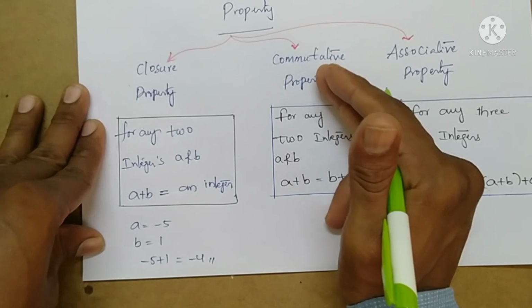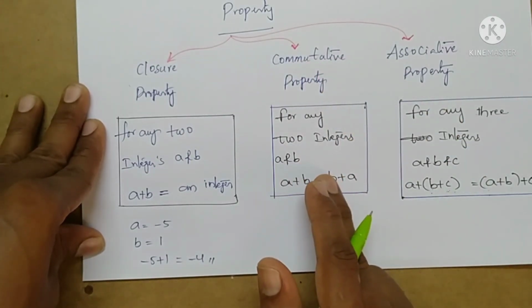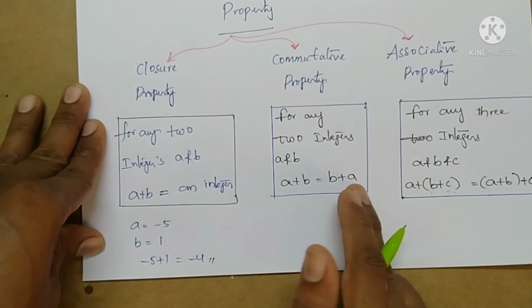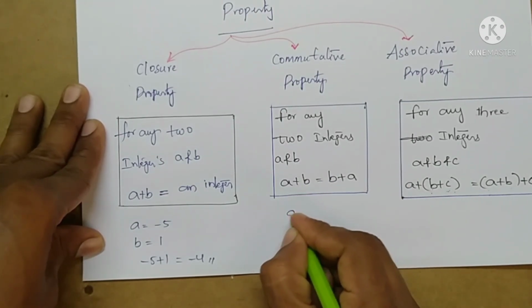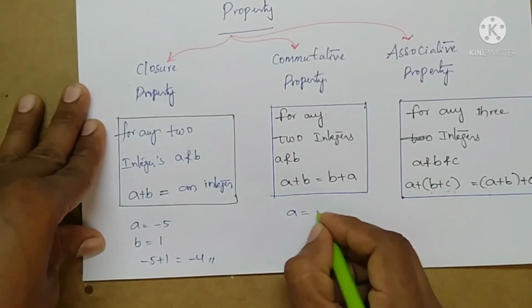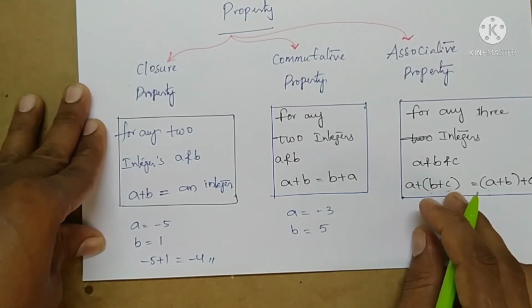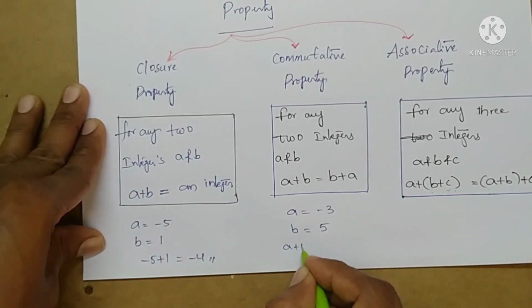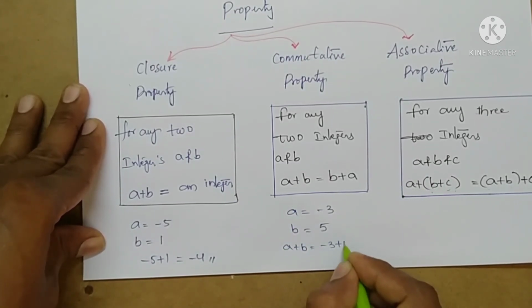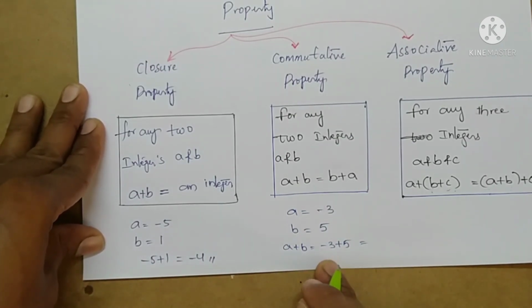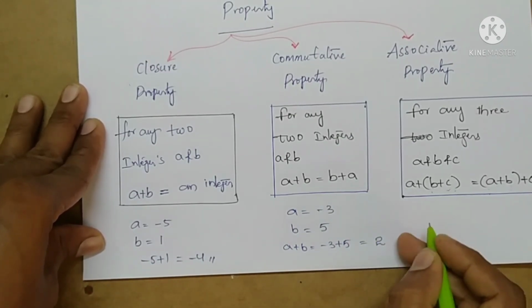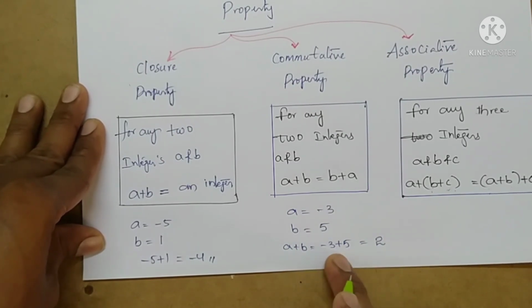Next one, the commutative property. For any two integers, a plus b is equal to b plus a. So here a equals minus 3, b equals 5. So a plus b is minus 3 plus 5. The result is 2, right? One is negative, one is positive. What do we do here? Subtraction, right? So the result takes the sign of the larger one, which is positive. Plus 2 is the final result.